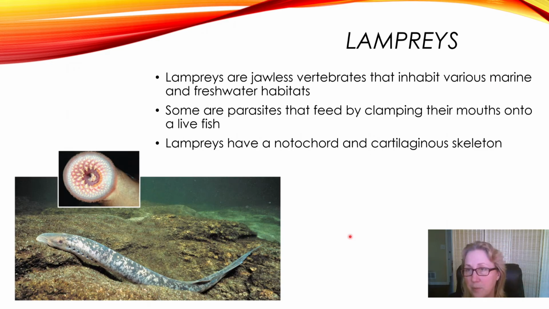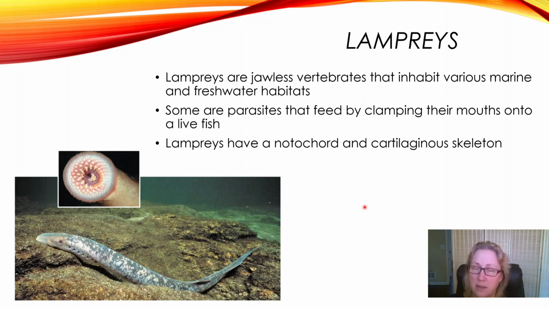Lampreys are the other group of jawless fishes, and some of these are parasitic, and those are probably the most familiar ones to you. If you've ever seen a video of a shark swimming and it has another fish clamped onto its side, that's a lamprey. And here's what their mouths look like. They have these backward facing, they're not really teeth, they're more like horny spines. And they clamp onto the skin of the shark or whatever they're attached to.